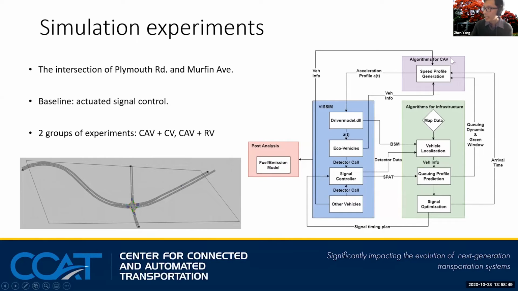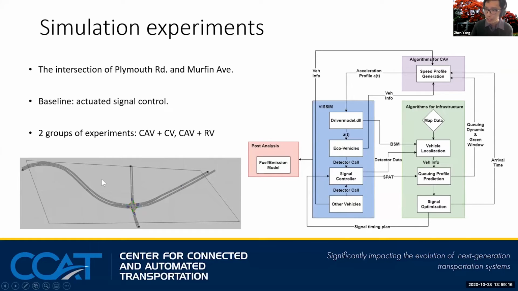As I just mentioned, in the CAV module, we have the speed profile generation. In the infrastructure module, we have the queuing profile prediction and signal optimization. So after the signal optimization, the optimized signal timing plan will be sent to the signal controller, and the arrival time will be sent to the CAV module to plan its trajectory. After the simulation, we'll use the post-analysis module to get the fuel consumption and emission.